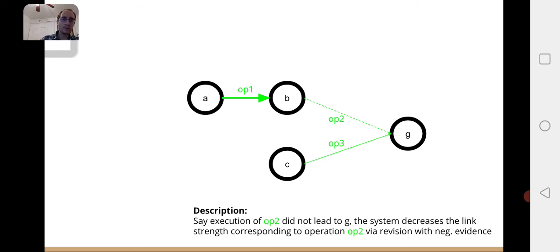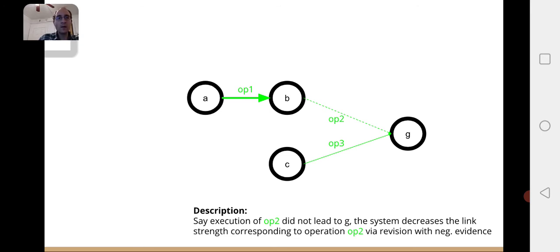In this case, the implication gets weakened, because operation 2 did not lead to G in the circumstance of B. So this link has received negative evidence, which gives us this picture.